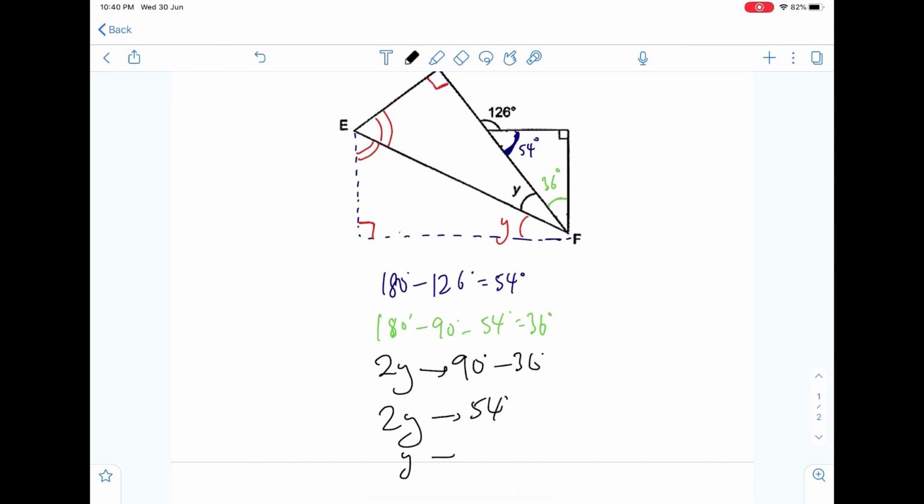We can find the value of Y. It's like 2 units is 54. What's 1 unit? So 1 unit is just 54 divided by 2, 27 degrees.